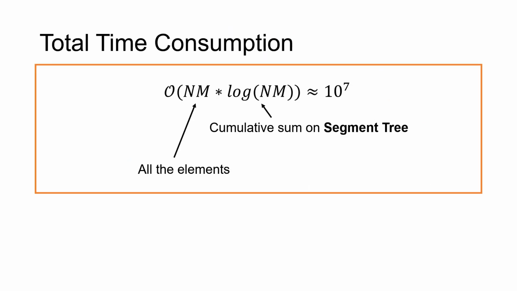Through this algorithm, the insertion of elements occurs only nm times, and calculating the cumulative sum occurs nm times as well. If you use the well-known data structure segment tree to calculate the cumulative sum, it takes only logarithmic time. I won't explain segment tree here, but anyway, the total time consumption is about 10 to the 7th, which is acceptable. We have successfully solved this problem.